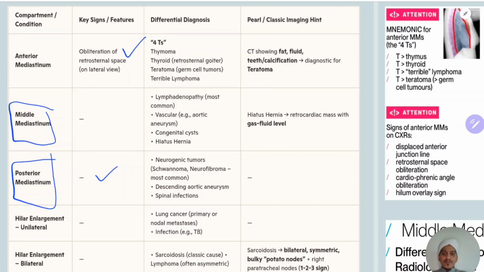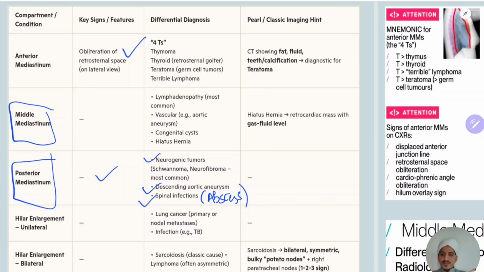So what are the important differential diagnoses? Neurogenic tumors, posterior, mainly concerning the spine. The posterior mediastinum is concerned with the spine and the thoracic aorta. Remember, posterior mediastinum means concerning the nerves and the thoracic aorta. So you can have neurogenic tumors, descending aortic aneurysm, and spinal infection. Some abscess can be there, paraspinal abscess, or Pott's disease due to tuberculosis of the spine.